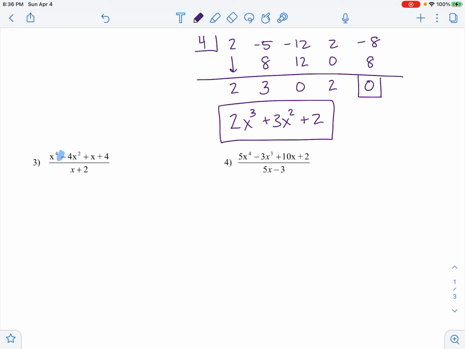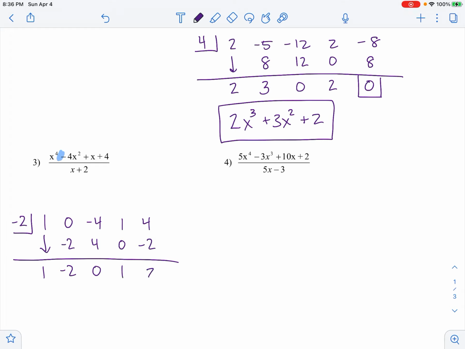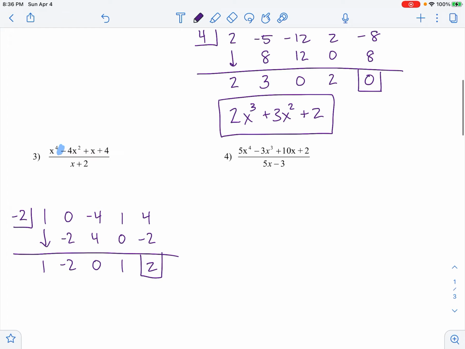So I have 1x to the 4th. I have no x cubes. You have to include that 0. I have -4x squared, 1, and then 4. Everything else was fine. In my box here is going to be my -2, and I can just go through my algorithm, multiply, add, multiply, add, multiply, add, and multiply, add. This is my remainder. It's always going to be your remainder, that last piece.